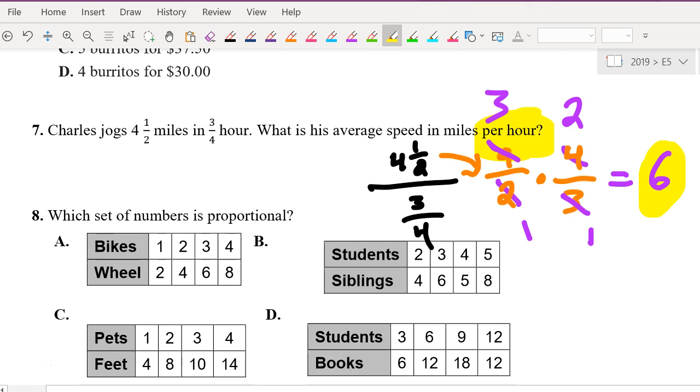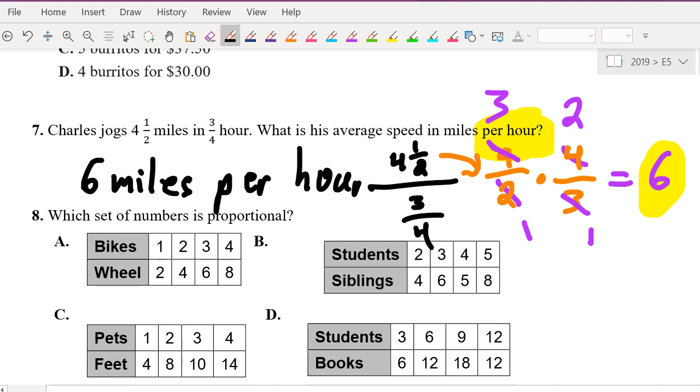Is that a little bit more than 4.5, you think? Yes. So I think that's right. Number 8 is 6 miles per hour. Now that's a little tricky one. You're just finding per hour, but it's a fractional rate.